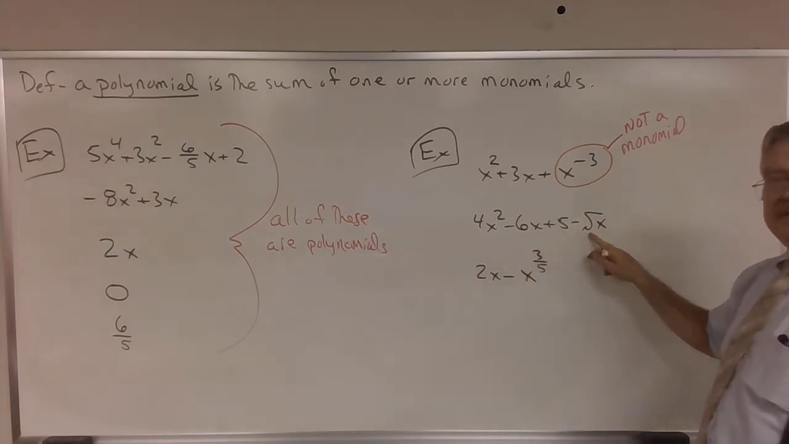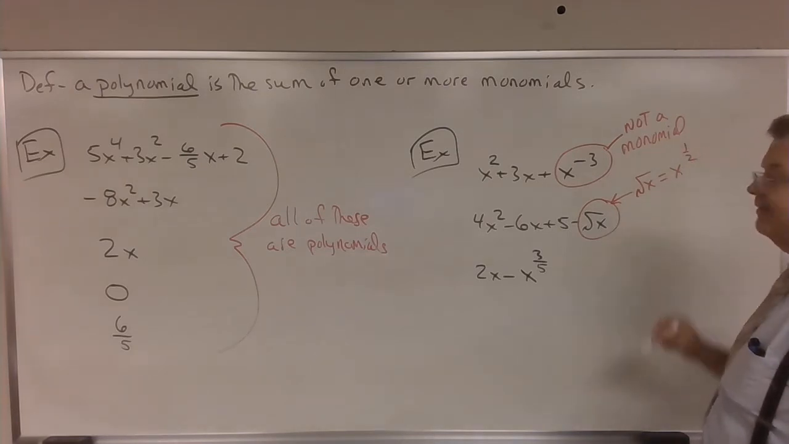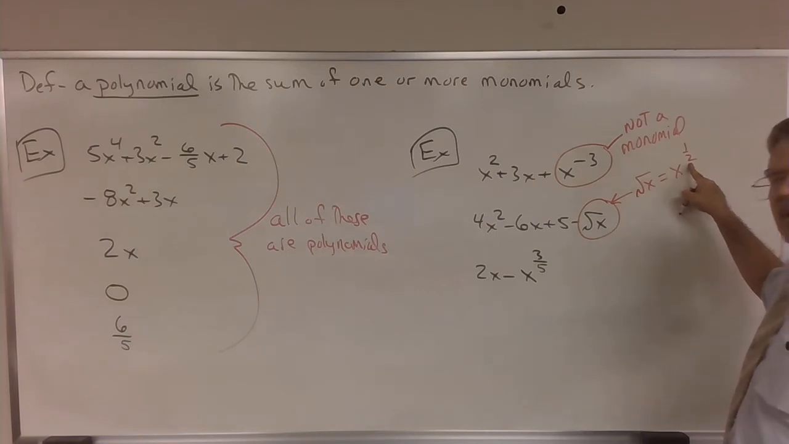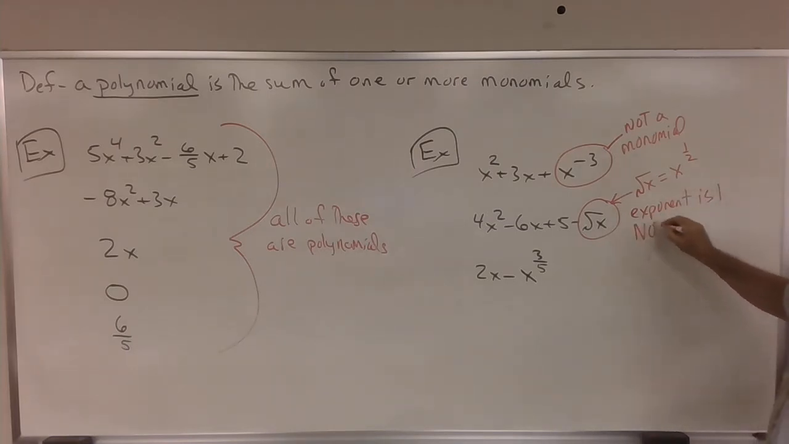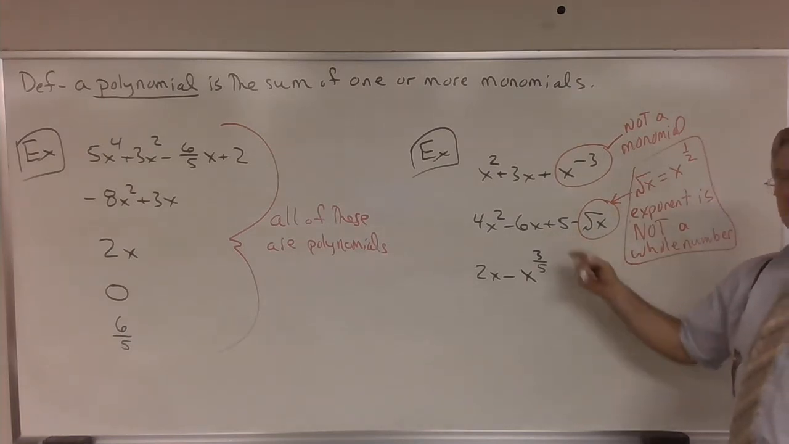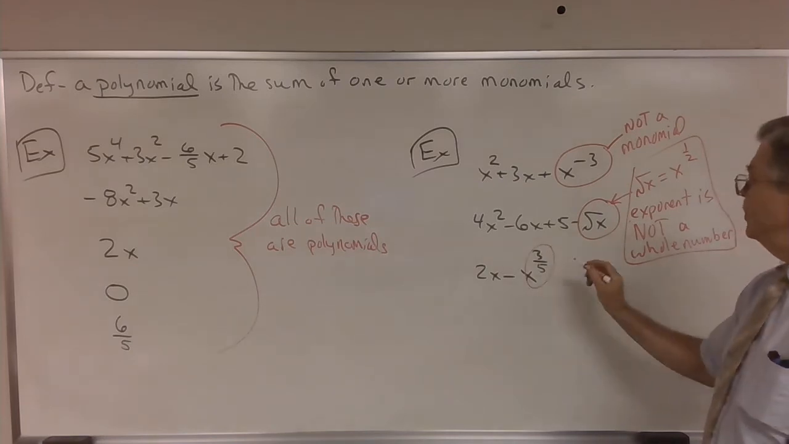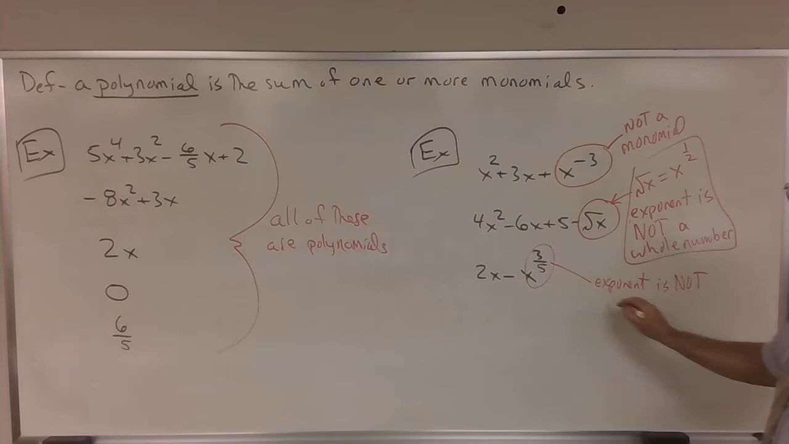And what about this guy? These three terms look pretty good, but oh, we got a problem here. Again, square root of x, that's x to the 1/2. The exponent is not a whole number. So this one is not a monomial. And same thing here. Oops. Exponent is not a whole number. So these three fail the monomial test.